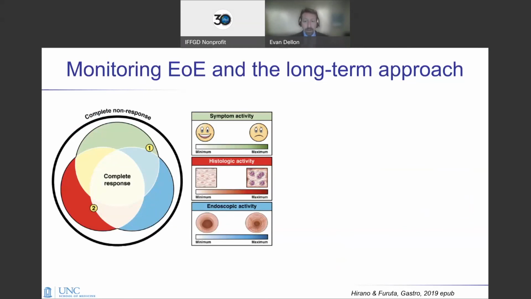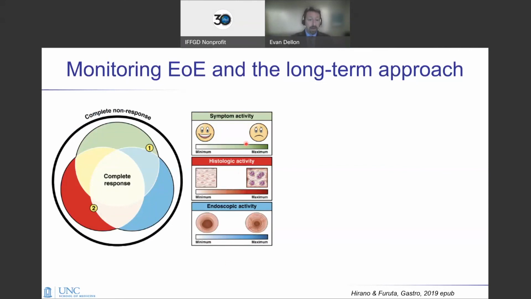When we think about monitoring EOE, because it is chronic, we have to check you out over time and keep an eye on the condition. And we monitor in 3 different areas. As you might guess, since I've talked about them: the symptoms, the histology and how the biopsies look, and how the endoscopic activity is. And so these are reflected on these scales. And each one of these can be independent of the others.